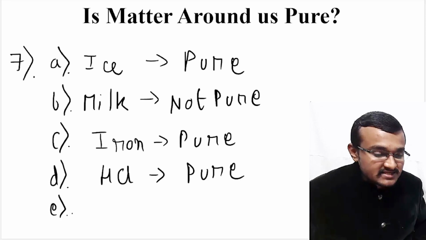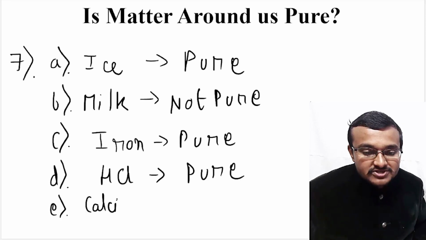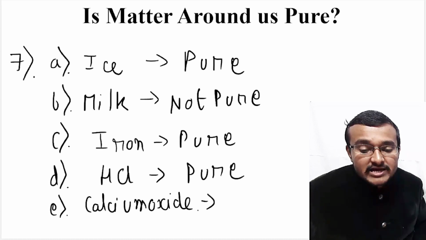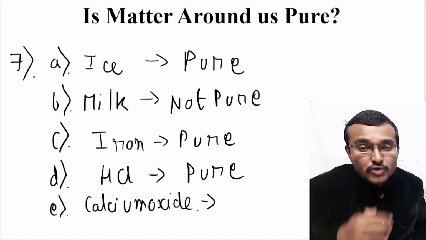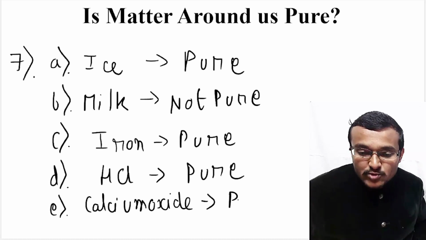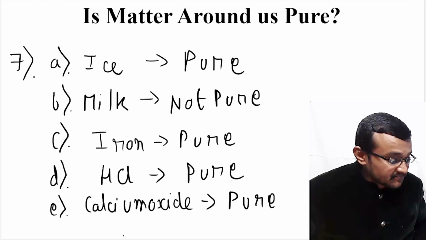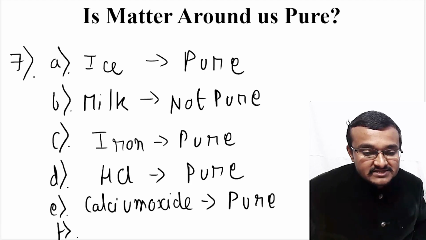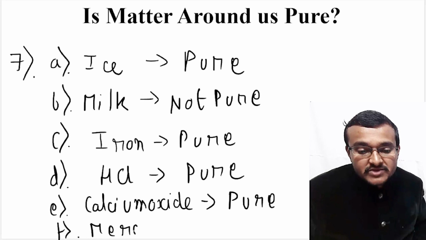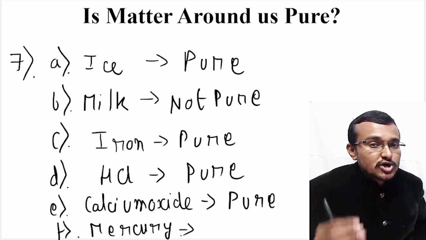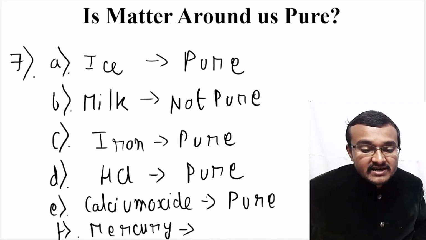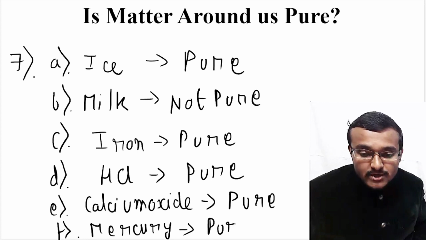Coming to the next substance, that is calcium oxide. Calcium oxide will also have the same chemical composition throughout the substance. So calcium oxide is also a pure substance. Coming to the F substance, where they have given mercury. Mercury does not contain any other element in it. Hence mercury is also a pure substance.